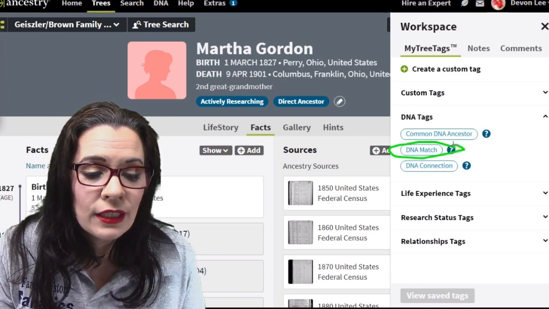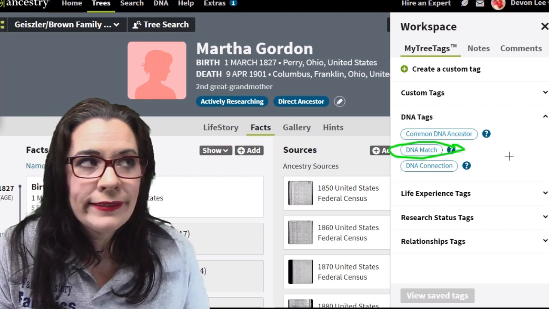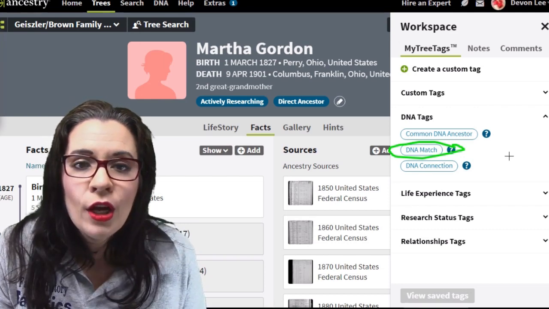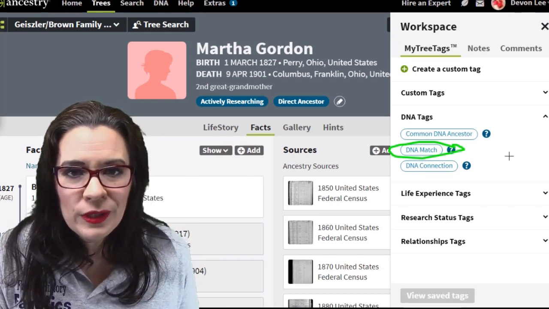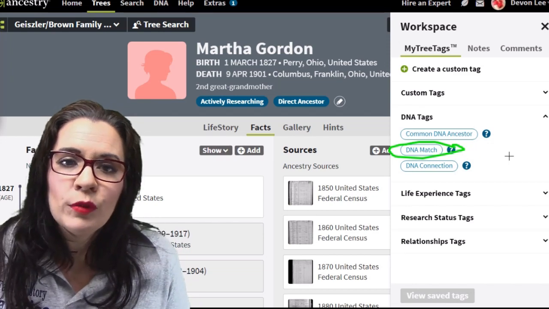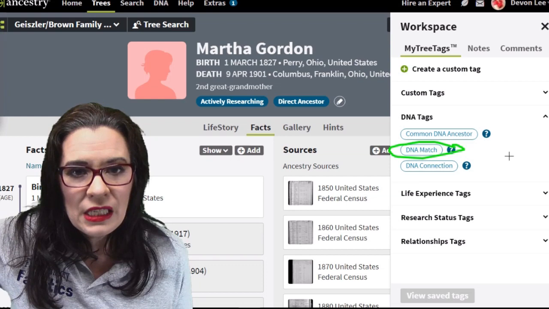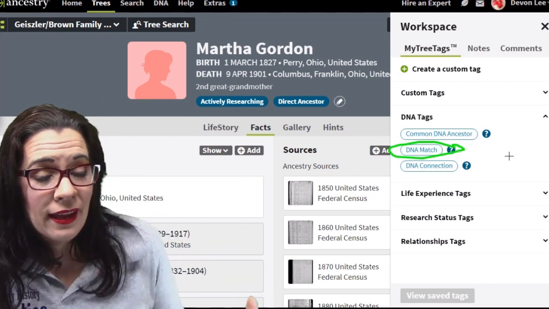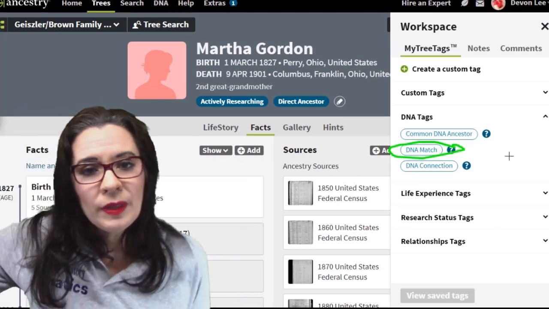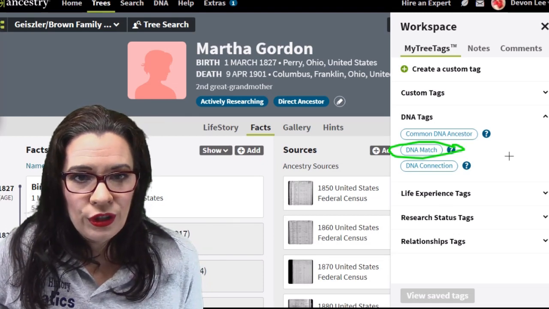Well, according to Ancestry, your DNA match is anybody on your match list. So these are probably going to be living people and sometimes recently departed individuals. They're not going to generally be, at least this is the way Ancestry explained it, people all the way up your tree.